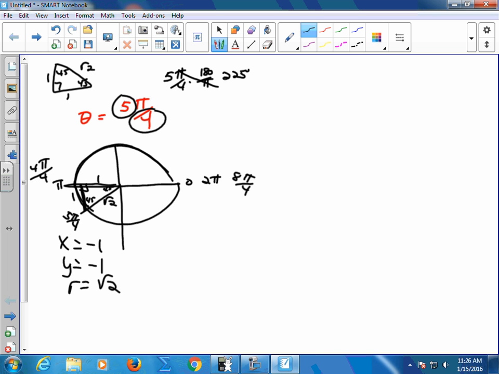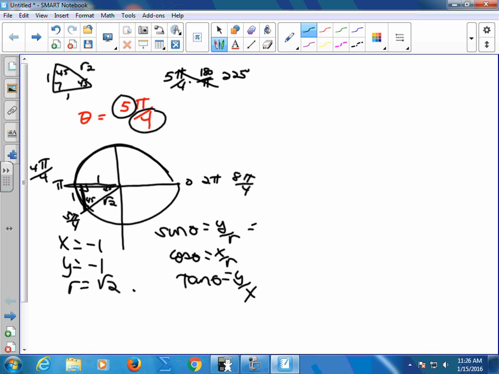So now I know, take the sine, y over r. Take the cosine, x over r. Take the tangent, y over x. Those I have to know. An easy way to remember this: cosine is alphabetically before sine, x alphabetically before y. So cosine is the x, sine is the y.